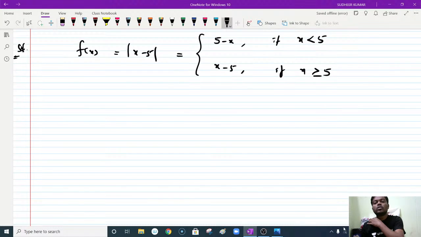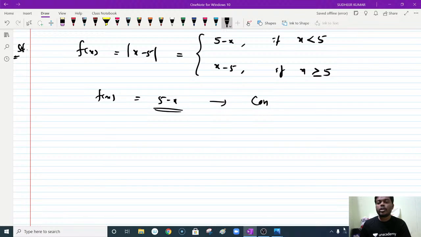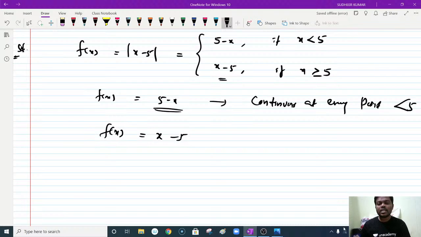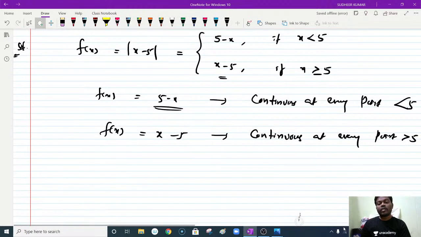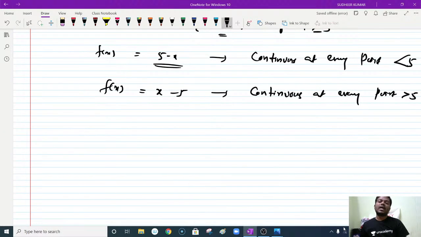So if you see the first one, x less than 5, f of x is 5 minus x, a polynomial function, so it is continuous at every point less than 5. Now if we come to this part also, f of x equal to x minus 5 is also a polynomial function, so it is also continuous at every point greater than 5. So we have to find whether it is continuous at 5 or not.